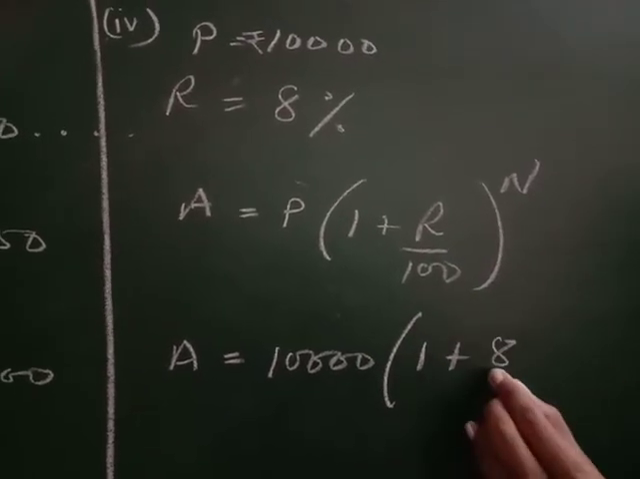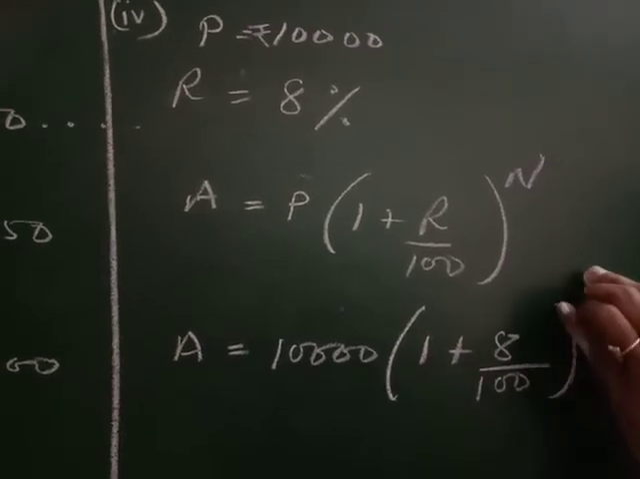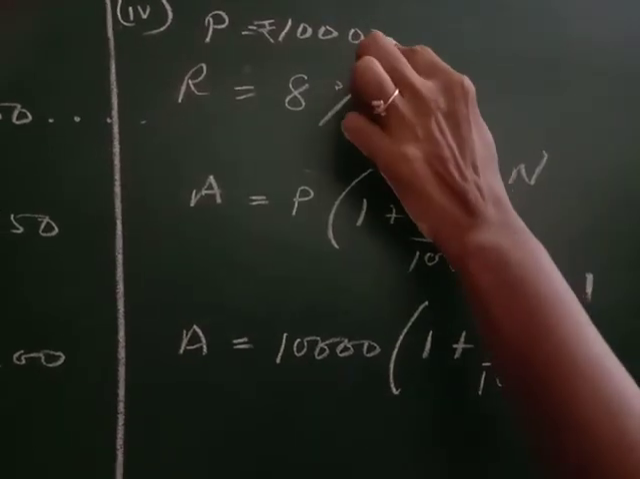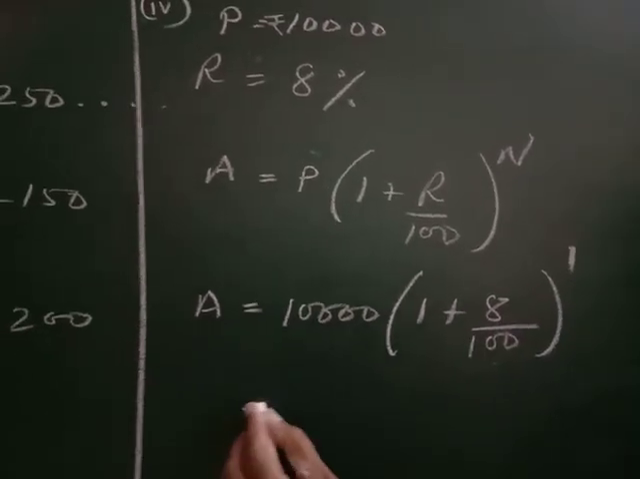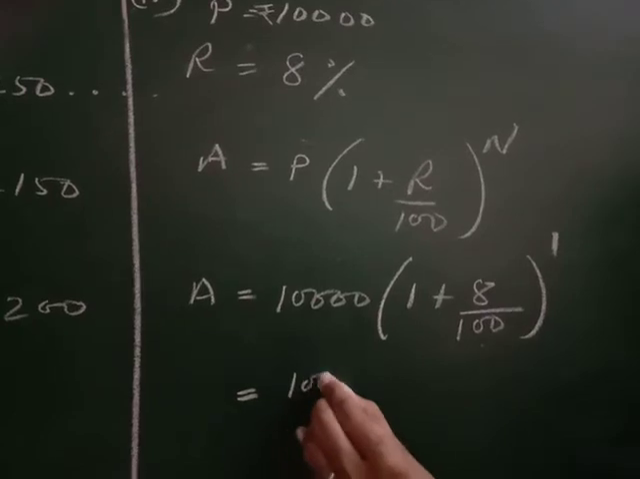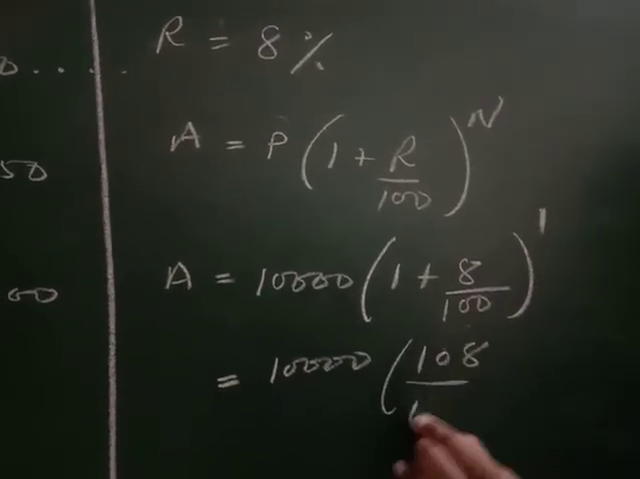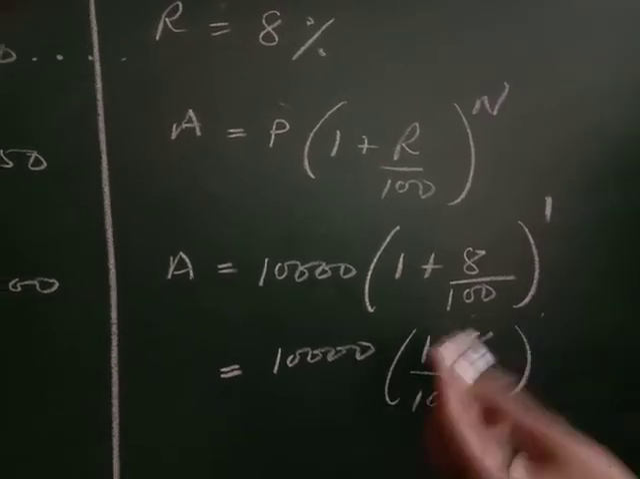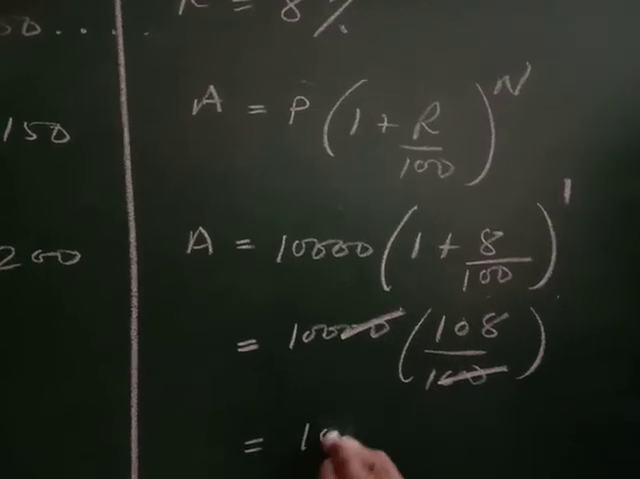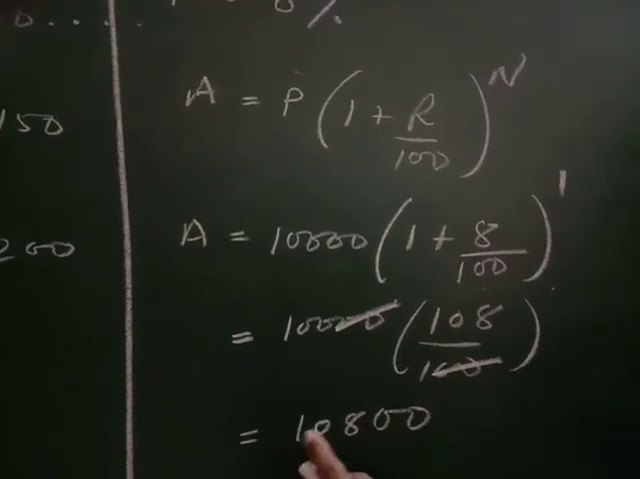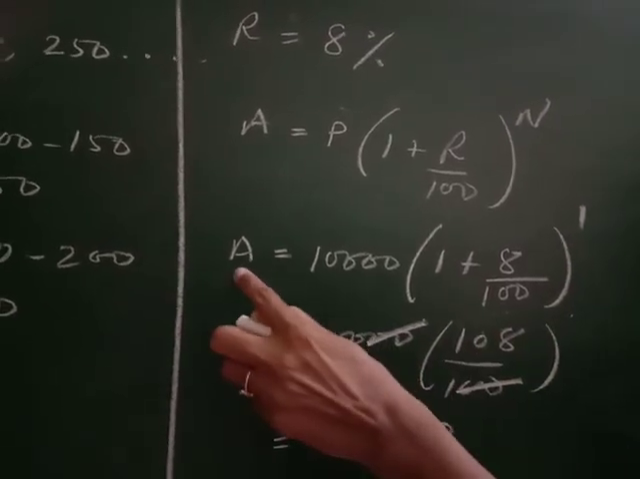How much is my R? 8. R means rate of interest upon 100. For the first year, that will be my first term. After 1 year, how much amount I will get is my second term. So I will solve this. If I solve this, this will become 108 by 100 raised to 1, which means it's only for one time. 20 cancels. So my second term is 10800.